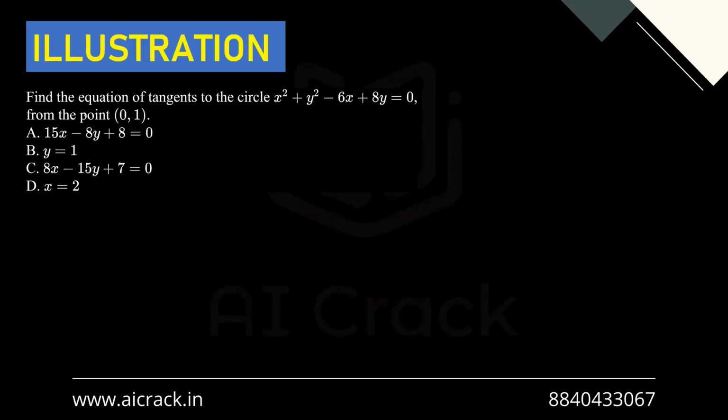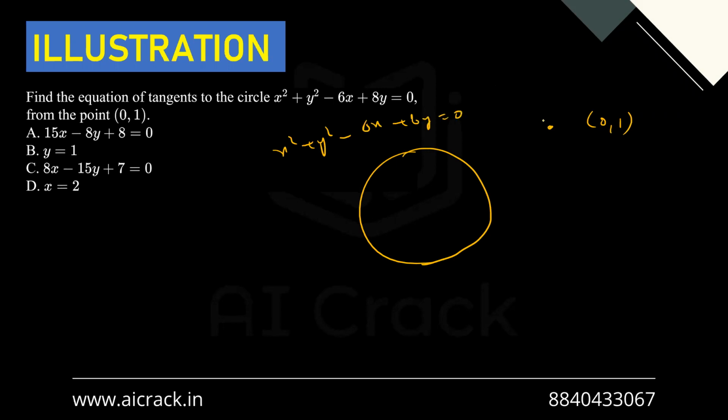Now let's look at this question. Find the equation of tangents to the circle x square plus y square minus 6x plus 8y equals 0 from the point 0, 1. So that's a fairly simple and straightforward question. We have to just demonstrate it once. So this point is 0, 1, and the equation of circle is x square plus y square minus 6x plus 8y equals 0. And we are drawing two tangents from this particular point onto the circle, and we have to find out the pair of tangents over here.